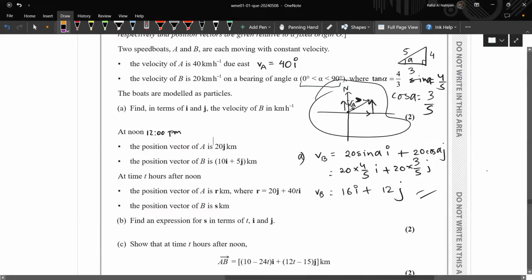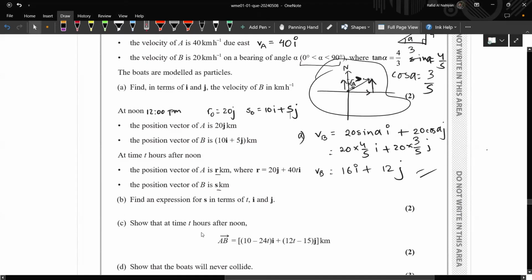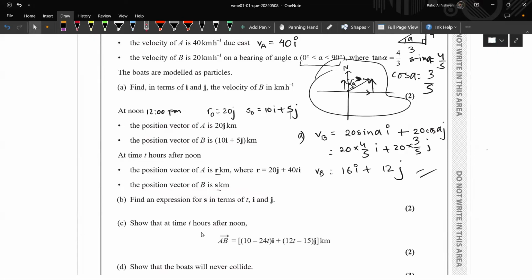Wait, no. They've already mentioned that the position vector of A is R and B is S. So I can just consider the initial position vector as R naught, which is 20j. And the position vector of B is S naught, which is 10i plus 5j. All right, got it. And at time t hours after noon, the position vector of A is R kilometers, where R is 20j plus 40ti. At time t, the position vector of A is that, and the position vector of B is this.